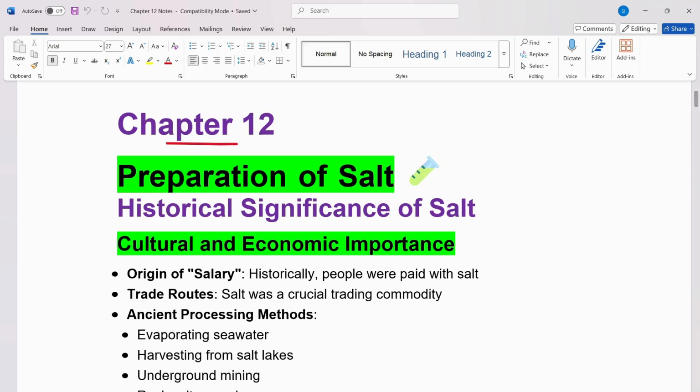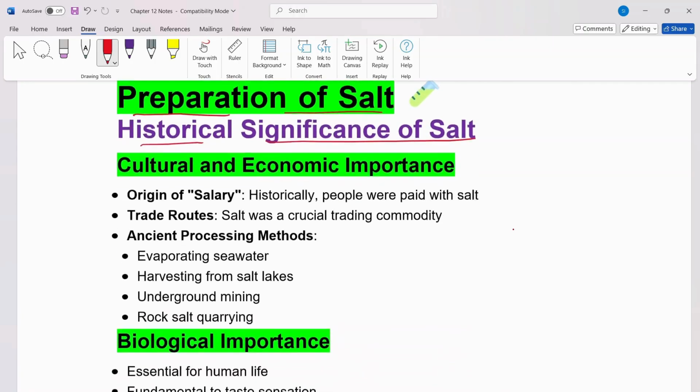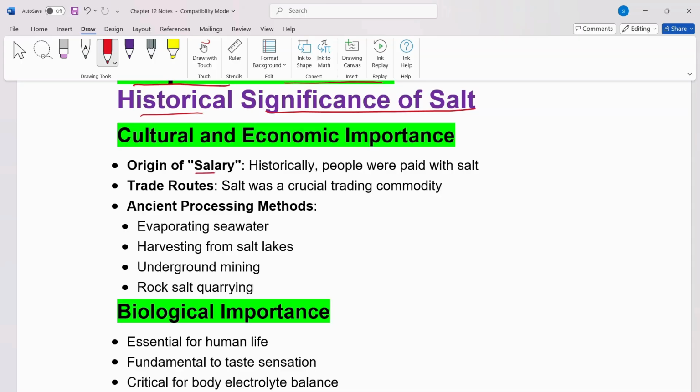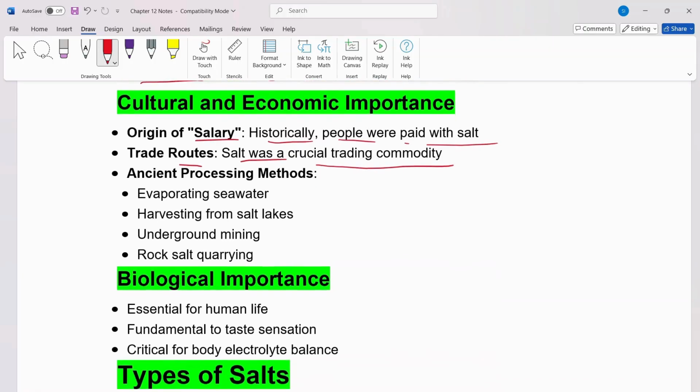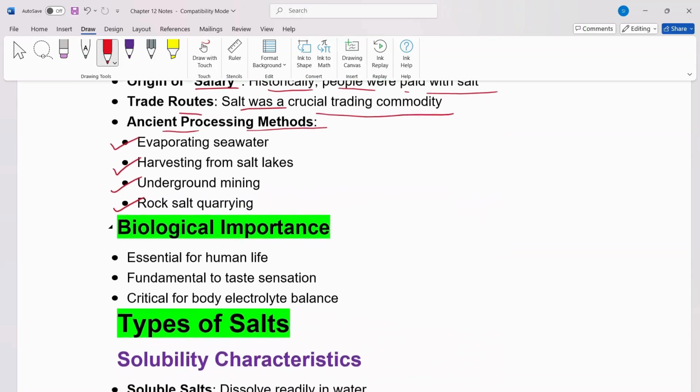Let's start chapter number 12, Preparation of Salts. Some historical significance of salts, origin of salary. Historically, people were paid with salt. Trade routes, salt was a crucial trading commodity before. Ancient processing methods of salt include evaporating seawater, harvesting from salt lakes, underground mining, rock salt quarrying.